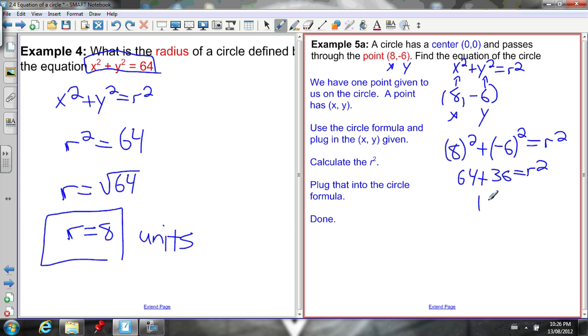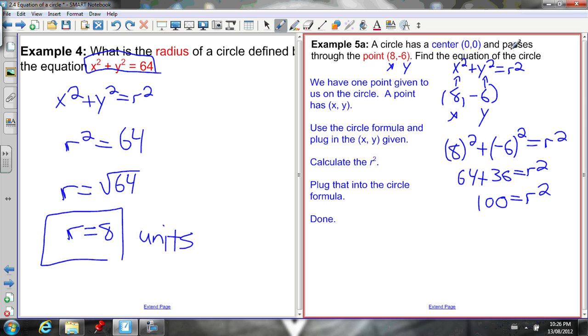So 64 plus 36 is 100, so my r squared value is 100, okay? I don't have to solve for the radius. The question doesn't ask me for the length of the radius. If it did, I would have to square root that 100 and find the length of the radius is 10. Okay? It doesn't ask me for that. It just asks me for the equation of the circle.